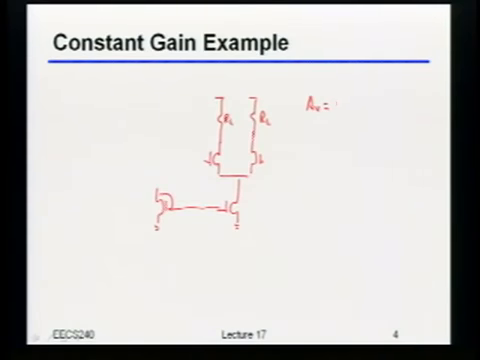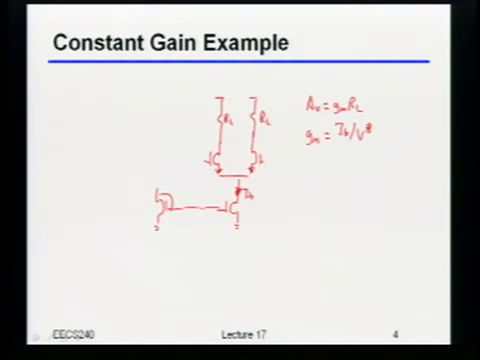It's just GM times RL. Now, as a reminder, let's say there's an IB flowing through here. What is GM set by in this particular circuit? It's IB over something. Two IB over V star. In this case, it happens to be IB over V star, because half of the bias flows in this branch and half flows in that branch.